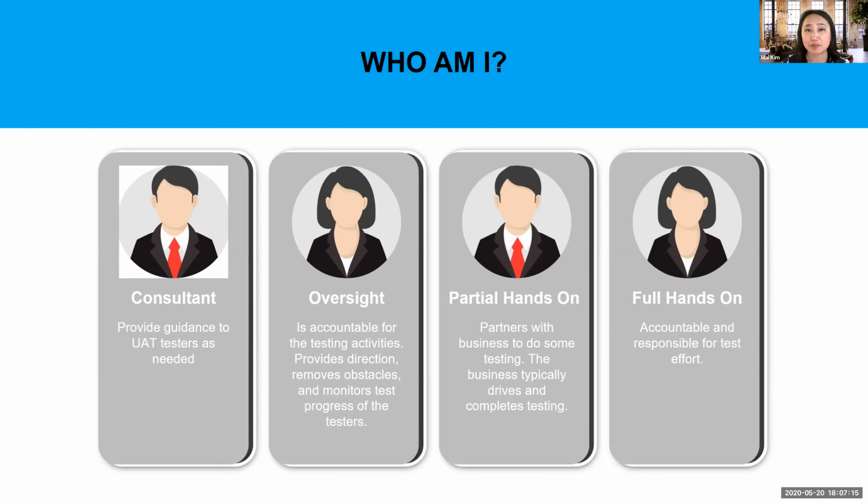You might also play the role of oversight. Basically what that means is that you're accountable for the testing activities. You provide direction, you remove obstacles, and you monitor the test progress of the testers. So that's what oversight is. And then you can also play the role of partial hands-on, meaning you partner with the business to do some of the testing, but the business typically drives and completes the testing. They're probably just going to assign you to the testing to execute. And then there's also full hands-on. Full hands-on is basically you're accountable and responsible for the entire test effort from beginning to end.